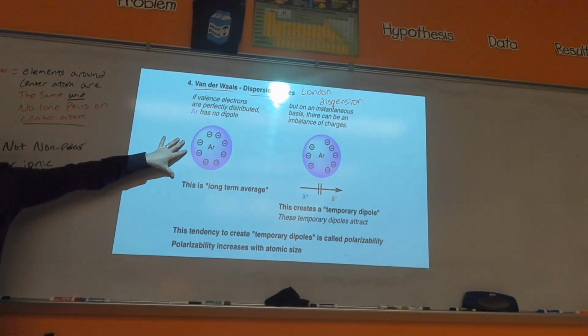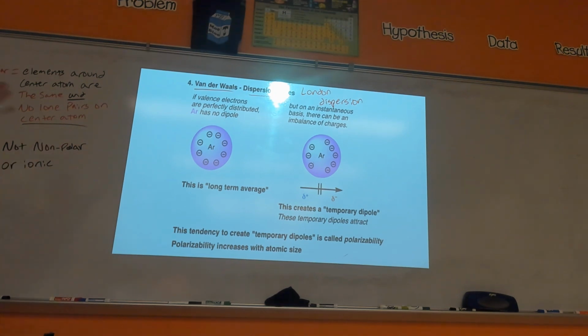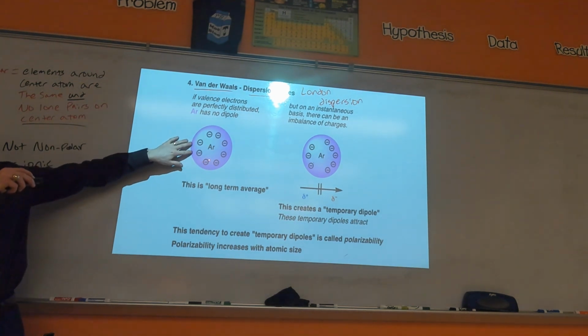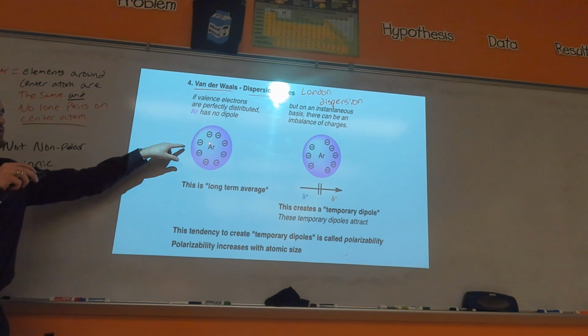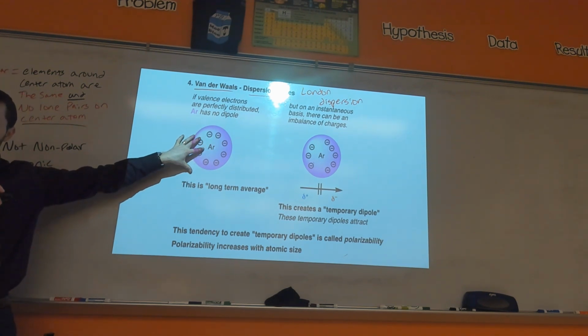Okay? Now, what that has to do with this is, when we say a molecule is nonpolar, we're saying overall, on average, the electrons are evenly spaced out. And that's what you see here. On the long-term average, these electrons are evenly spaced throughout this molecule.